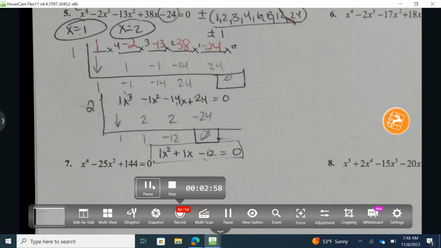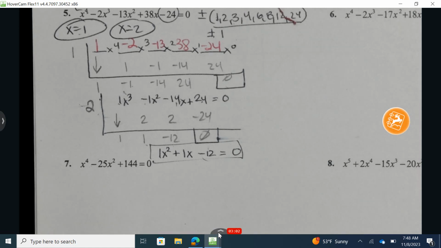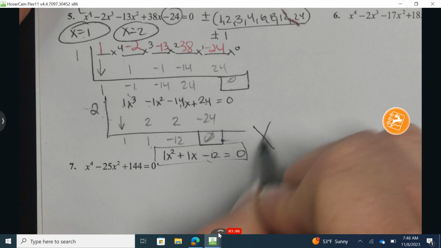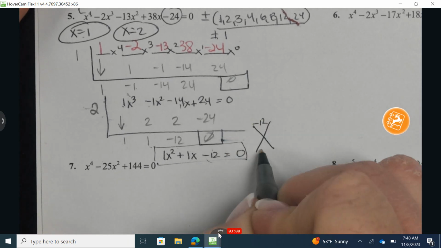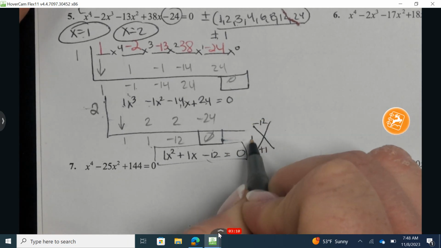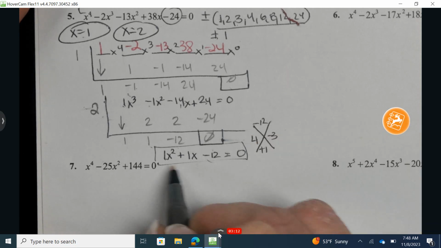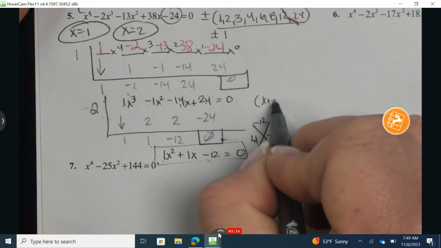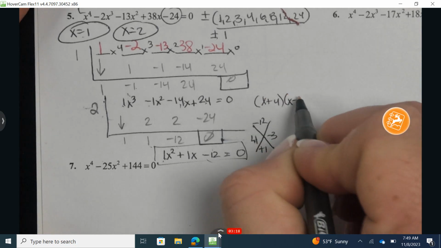All right, now that I have a quadratic, I have a couple different ways I can solve this. I could solve it using the quadratic formula. That always works. Or in this case, I can solve by factoring. What multiplies to negative 12 and combines to give us 1? That would be 4 and negative 3. Because the leading coefficient is 1, it makes it very easy: x plus 4 and x minus 3.